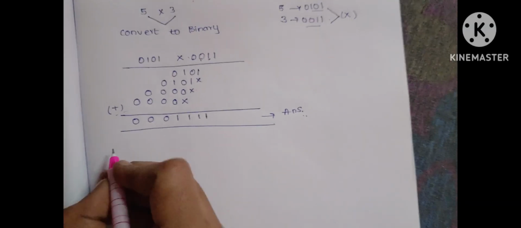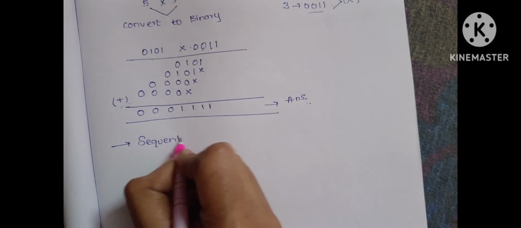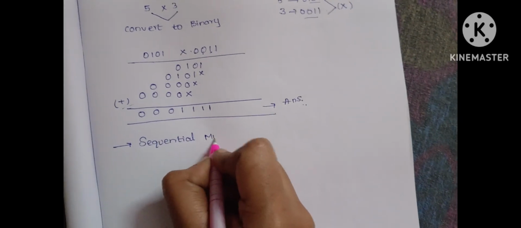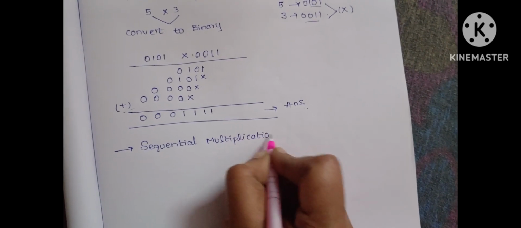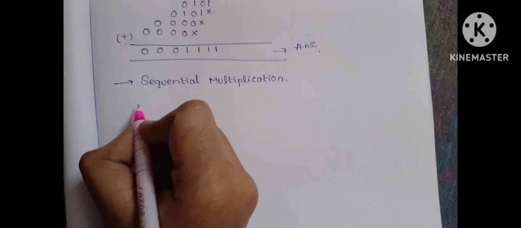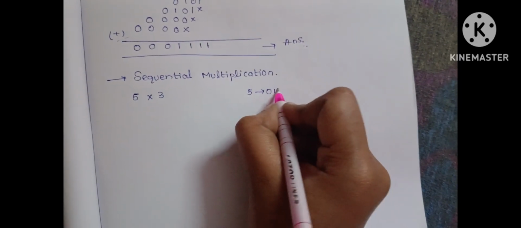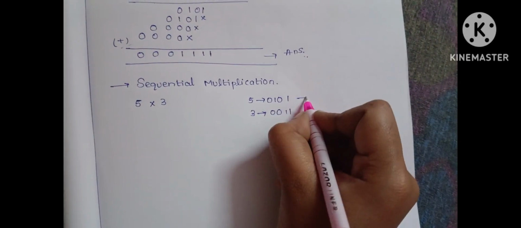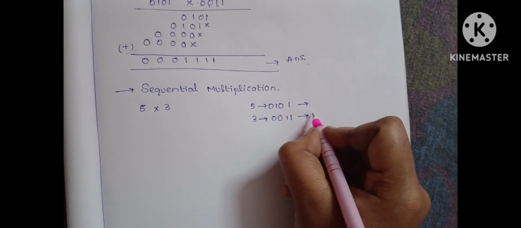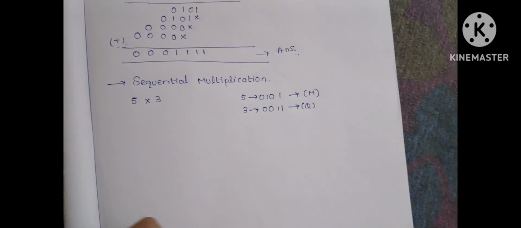In sequential multiplication also the answer will be the same, but the process differs, that's all. Let us go with it. Sequential multiplication. In this also I'll be taking the same example so that you'll come to know that there is no difference in getting the answer. I'm taking 5 and 3. 5 in binary is 0 1 0 1 and 3 in binary is 0 0 1 1. Either of them you can take as M and Q. There is no problem in it. It is your wish. Here I am taking 5 as M and 3 as Q.